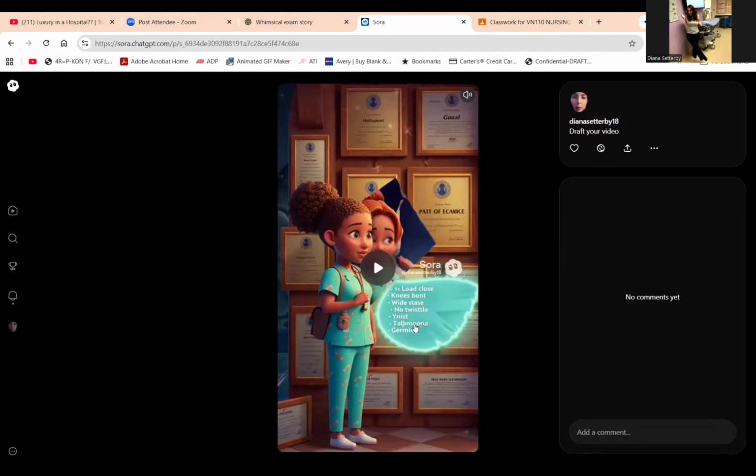Wide stance. No twisting, load close, knees bent. So even though some of these things are misspelled, you're kind of thinking, well, it's triggering me to correct this, and I want to pause this and I want to think about this.